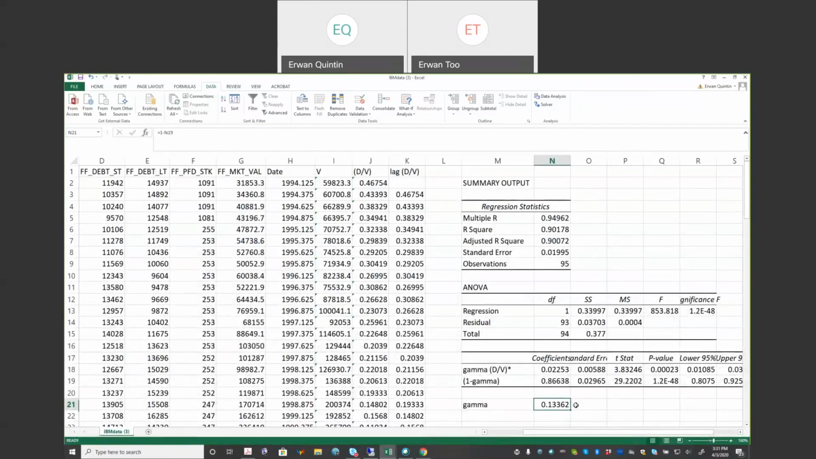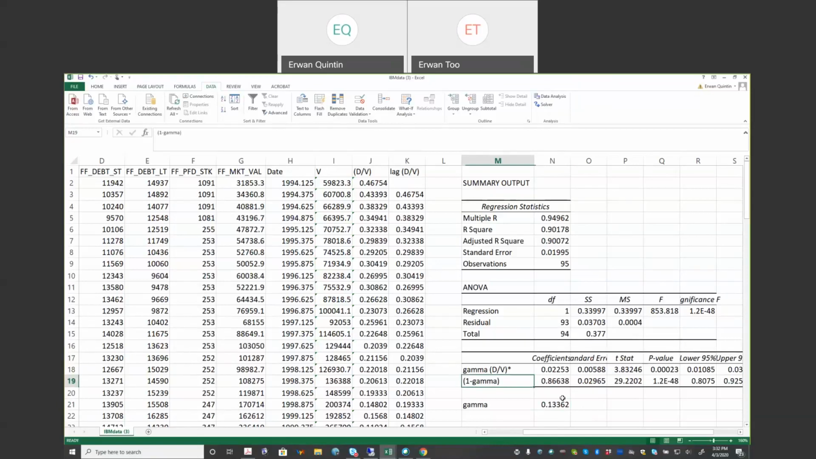As I said, as long as this gamma is statistically different from zero, I do in fact have evidence that IBM has a tendency to return to a long-term leverage ratio. But what does it mean that gamma is bigger than zero? Saying that gamma is bigger than zero is saying that 1 minus gamma is less than 1. Right? Gamma being bigger than zero means that 1 minus gamma is less than 1.